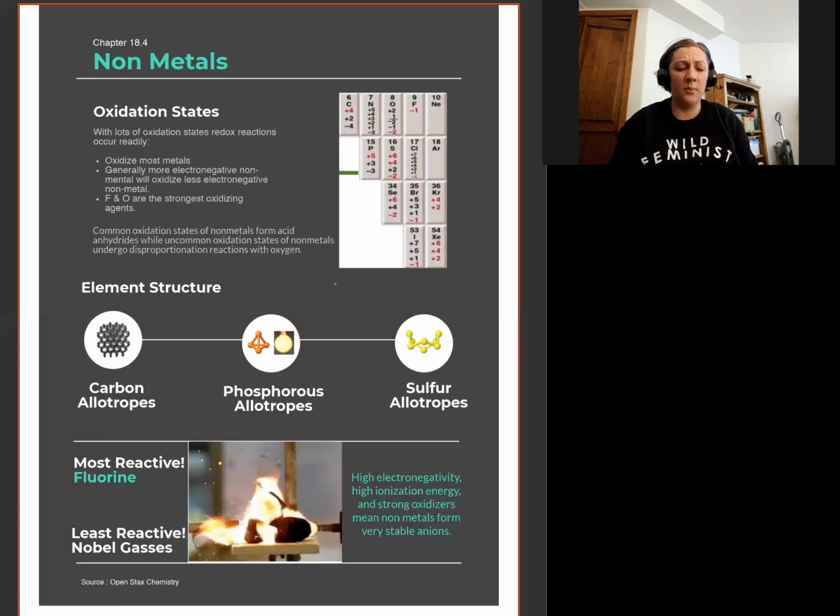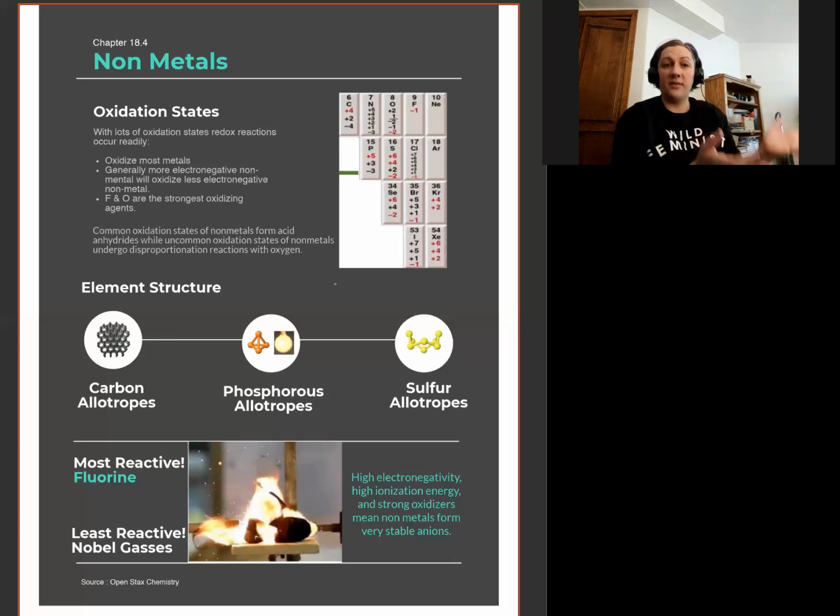Nonmetals also form really fascinating structures that go beyond the typical monoatomic atom in the elemental state. Now, our noble gases do not do that. They all form monoatomic elements because they have a filled set of electrons in their valence shell, and they don't have any incentive to bond or react. And so they're very non-reactive.